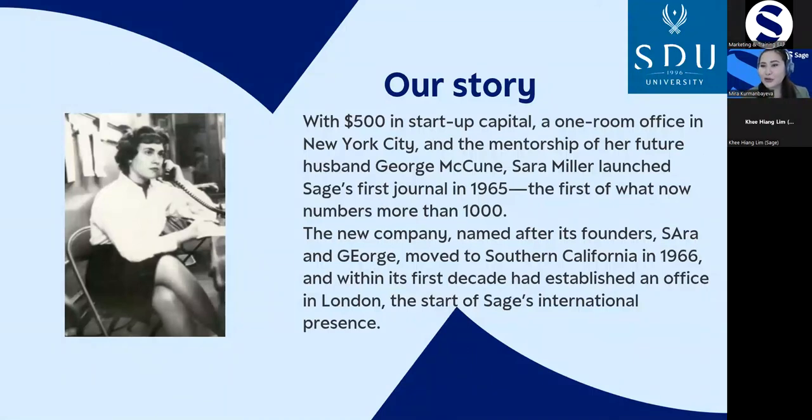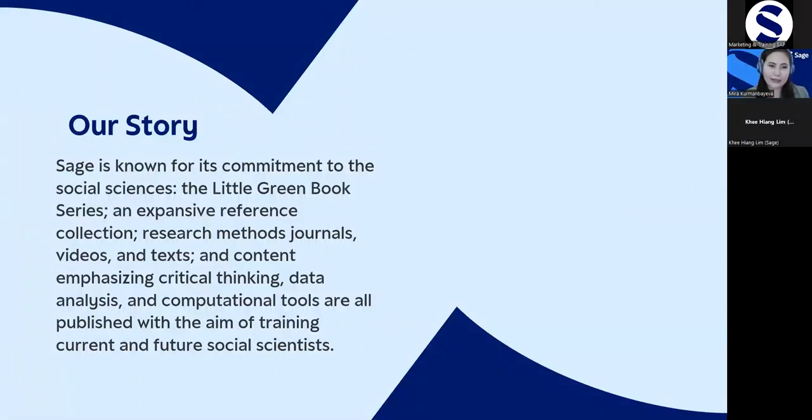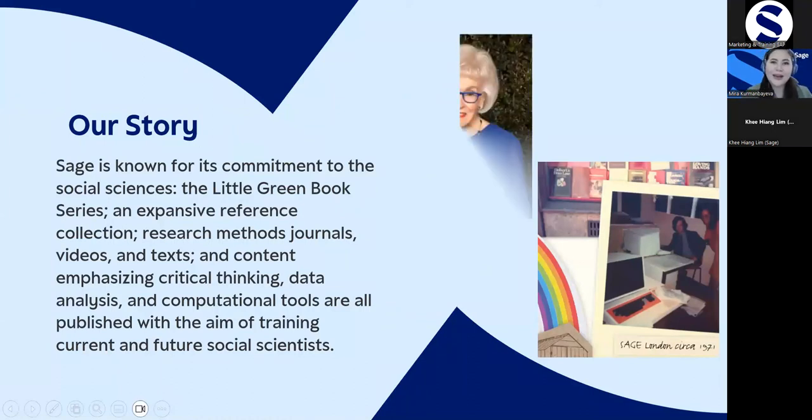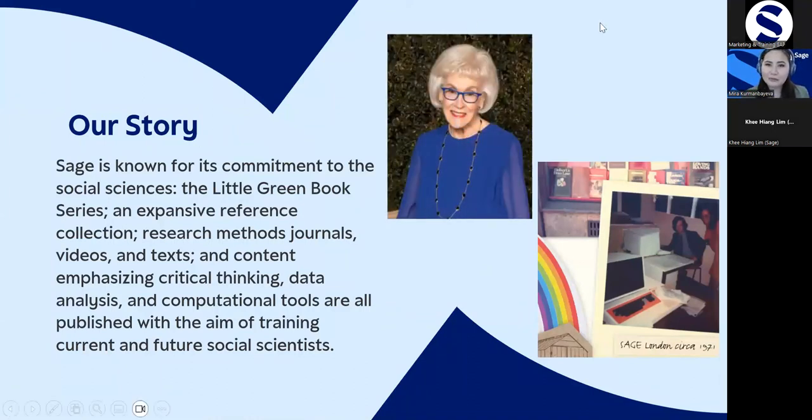Then both of them moved to Southern California in 1966. And within its first decade, we had established an office in London, which then became our publishing house. And we published our first journal in 1965. That's when we actually founded our company. And from that period of time until now, we have over 1,000 journals and over 1 million articles available. And that's not the only content that we have, which I will be telling you shortly. So this is our office in London, as you can see. It was 1971. And this is how Sarah looks today.